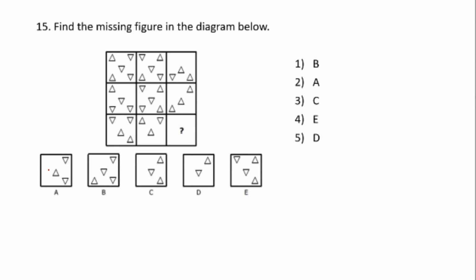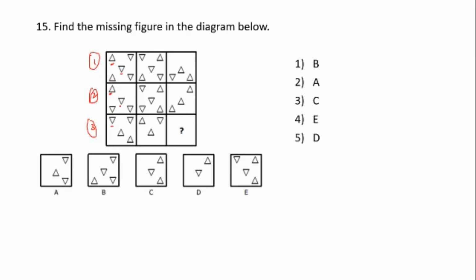All right, now the last question. Find the missing figure in the diagram below. So it is quite tricky to get the pattern. Now, if you notice, this 3x3 squares has some pattern in this way. Let's say that this is the first row, second row, and third row. If the first row and second row has the same figure facing the same direction, then the result will be the figure facing the opposite direction.